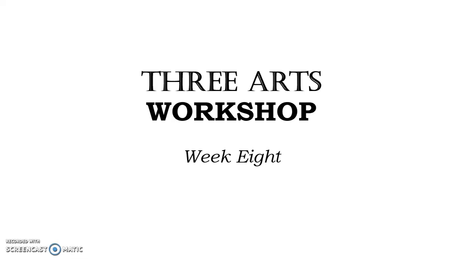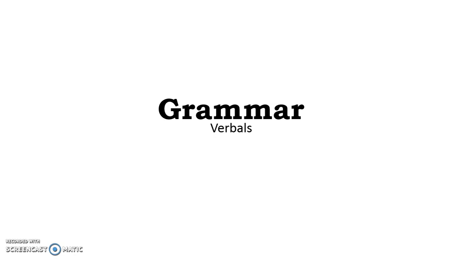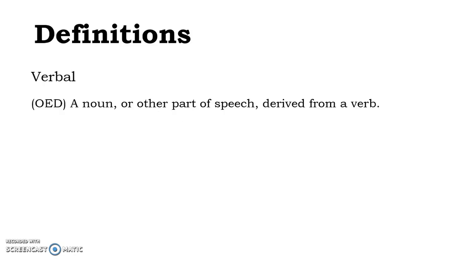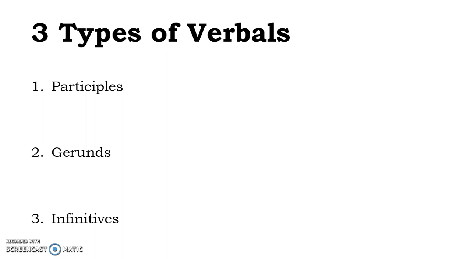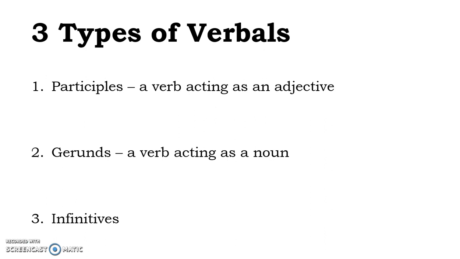In this last week of diagramming, we're learning how to diagram verbals. What is a verbal? A verbal is a noun or other part of speech derived from a verb. So some verb that is acting like some other part of speech. There are 3 types of verbals: participles, gerunds, and infinitives. A participle is a verb acting as an adjective. A gerund is a verb acting as a noun, and an infinitive is to plus a verb. Here are the 3 types of verbals we want to learn. Let me give you examples of each.